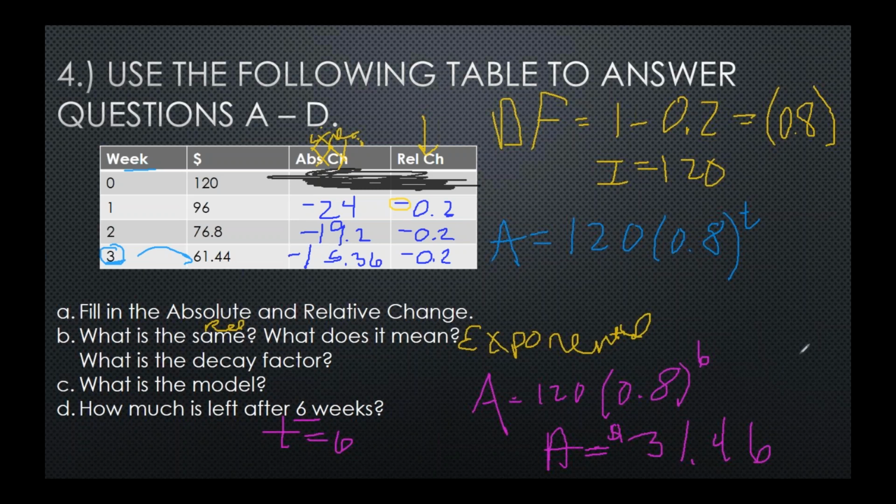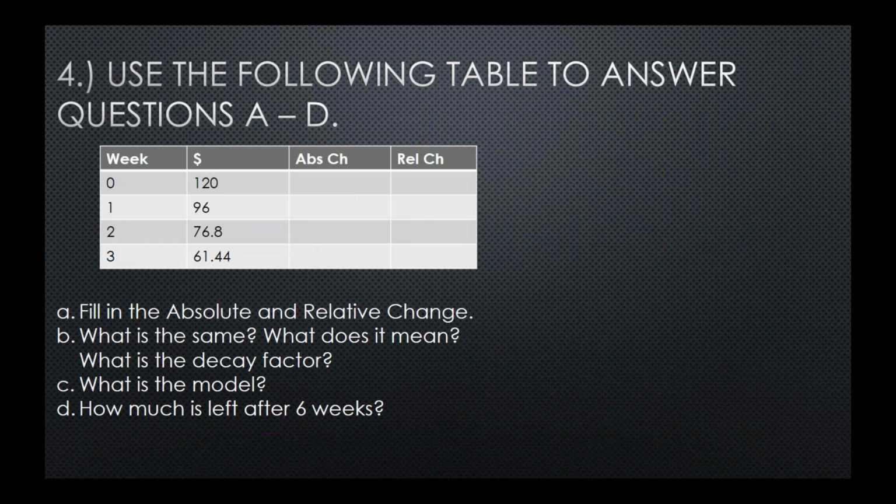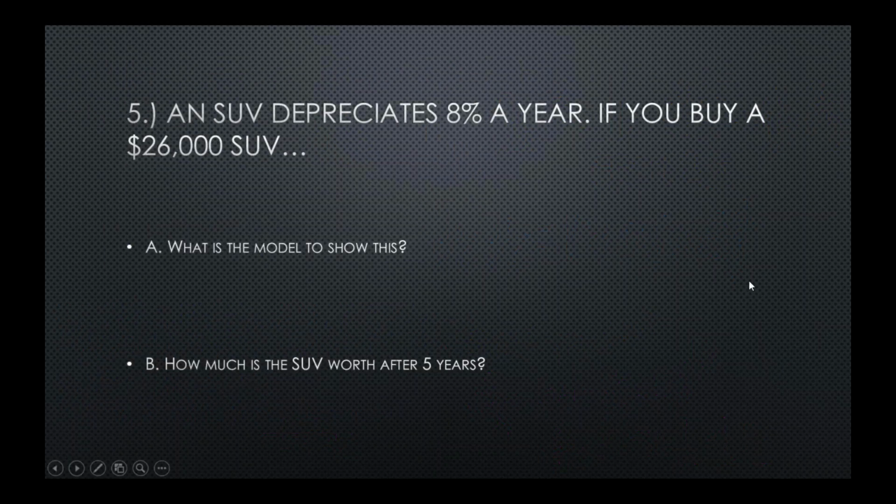Okay, let's have you guys do one that's not in a table. An SUV depreciates 8% a year. So if you buy a $26,000 SUV, what's the model and how much is it worth after 5 years? So, the key word here is depreciates, because depreciates means a decrease. Okay, so I'm going to give you a minute or two to work through this one, and then we'll talk about it.